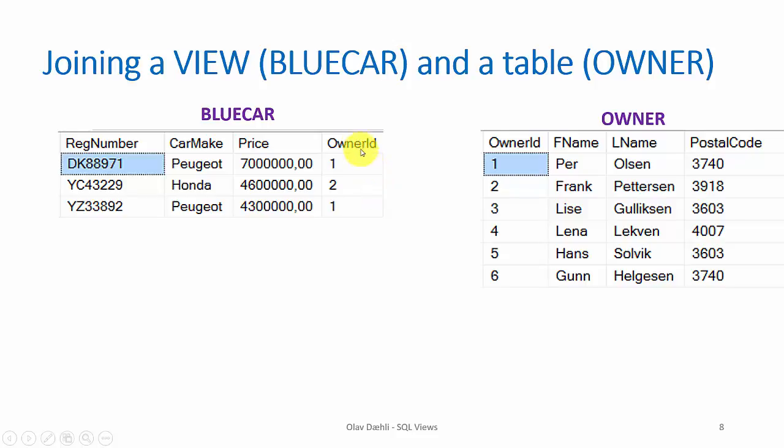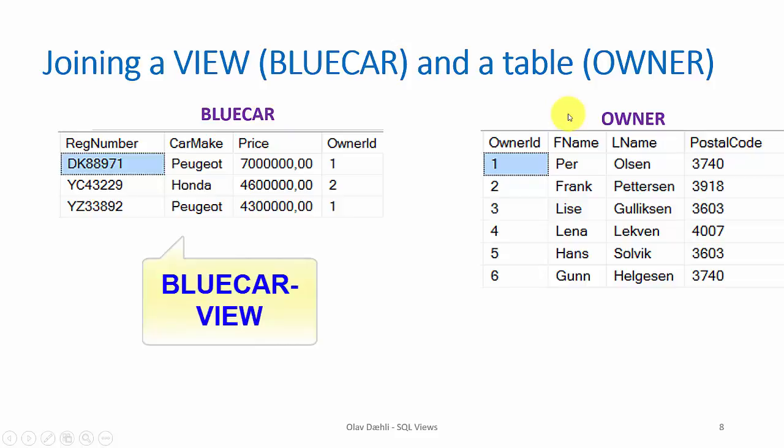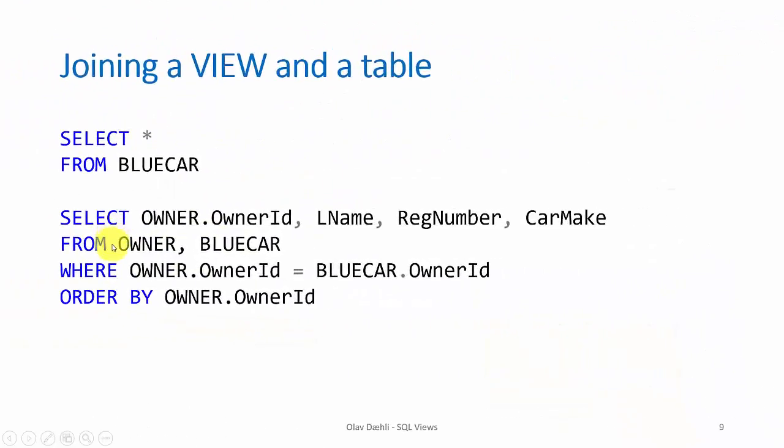But if, in addition to this owner ID, I also want to list some more data from this owner table, then I will have to join these 2 in my query. So I need to join a view with a table. And then I can treat the view just as if it had been a table. So I select the columns I want in return, and specify the view and the table to be joined, and I specify the equijoin condition, which is the column owner ID in owner and owner ID in blue car. And I also want to order or sort the result by the column owner ID.